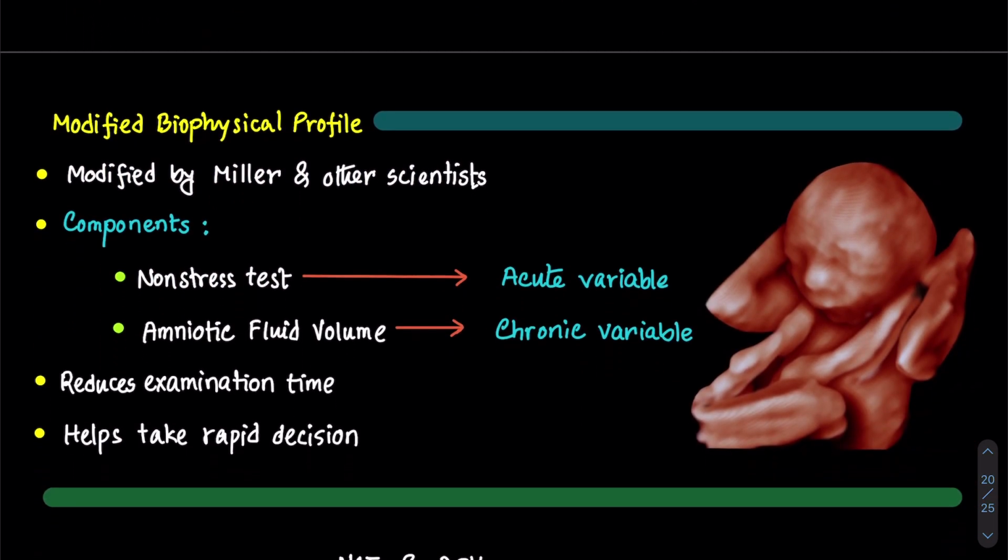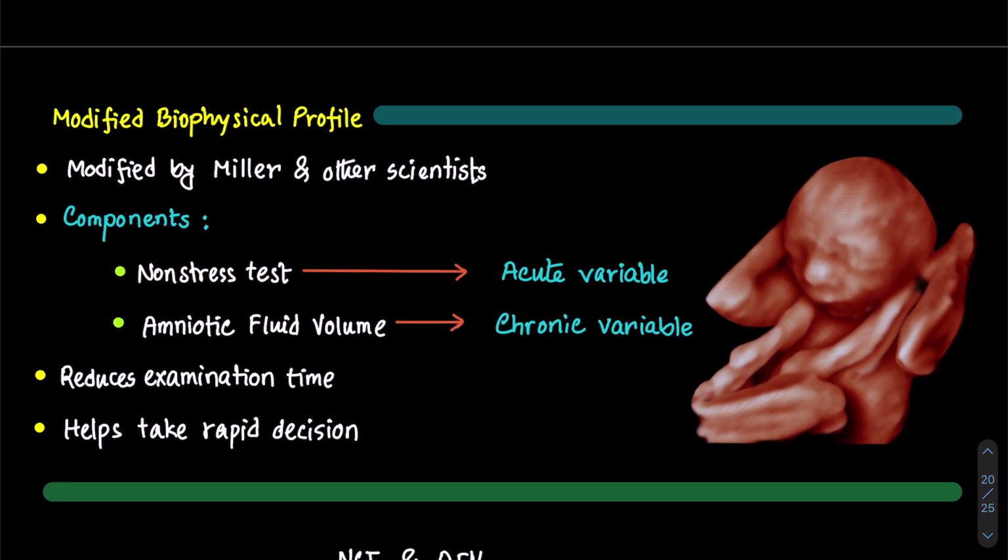The modified biophysical profile also came into being as a pragmatic substitute for the full biophysical profile. It consists of a non-stress test and an evaluation of amniotic fluid. The non-stress test assesses the fetus for acute hypoxia, and the amniotic fluid speaks for the chronicity of the problem. We have already said that the cardiac reactivity is the first parameter to get affected in hypoxia. D.A. Miller found a false positive rate of 60% with this test, but a 0.08% false negative rate. This modified technique significantly reduces examination time and helps clinicians take rapid decisions.